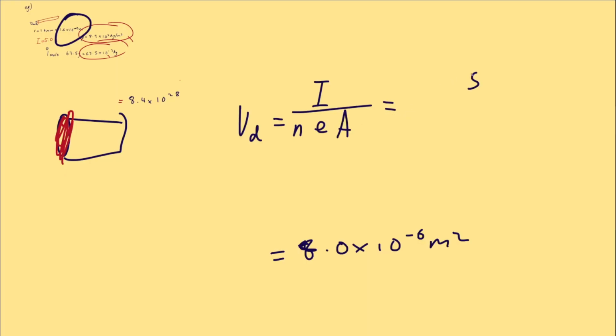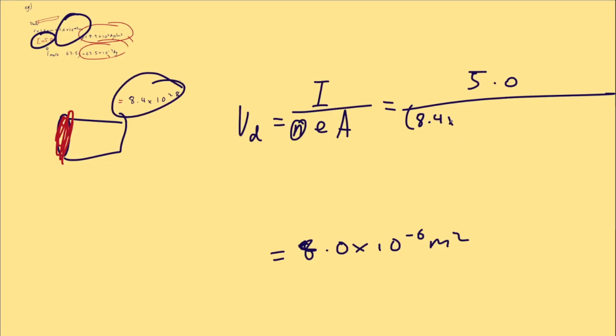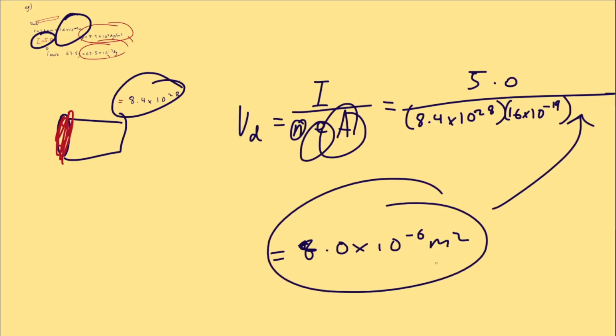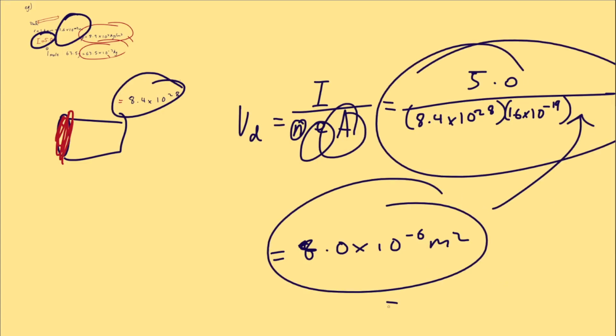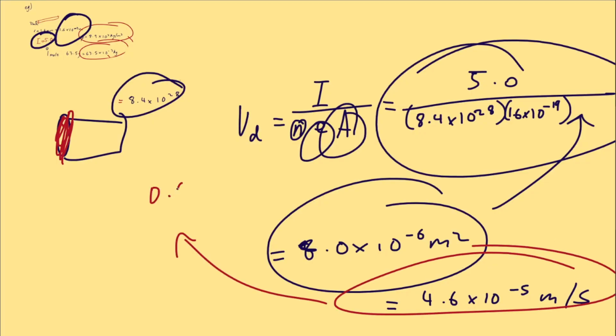Plug in your values, so current is 5 amps, which was mentioned at the start, and N, as we solved here, 8.4 times 10 to the 28. The charge of an electron, 1.6 times 10 to the negative 19. And the area, which we can just plug in right there. Solve that fat fraction, and you get your drift velocity as roughly 4.6 times 10 to the power of negative 5 meters per second. This number is about 0.046 millimeters per second, which is slower than your fingernails grow.